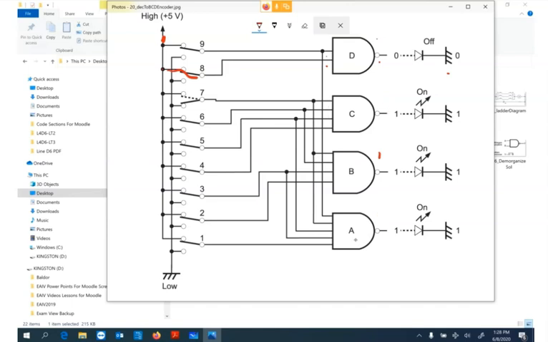Looking at A, B, C, D, 1, 2, 4, 8. So we have 3 1s on. We can see those 3 1s. We have the count of 7. Now, if 7 was made and we pushed 8, then just this one would light up. If we push 9, and it's a good exercise to get used to it, let's just follow through 9.